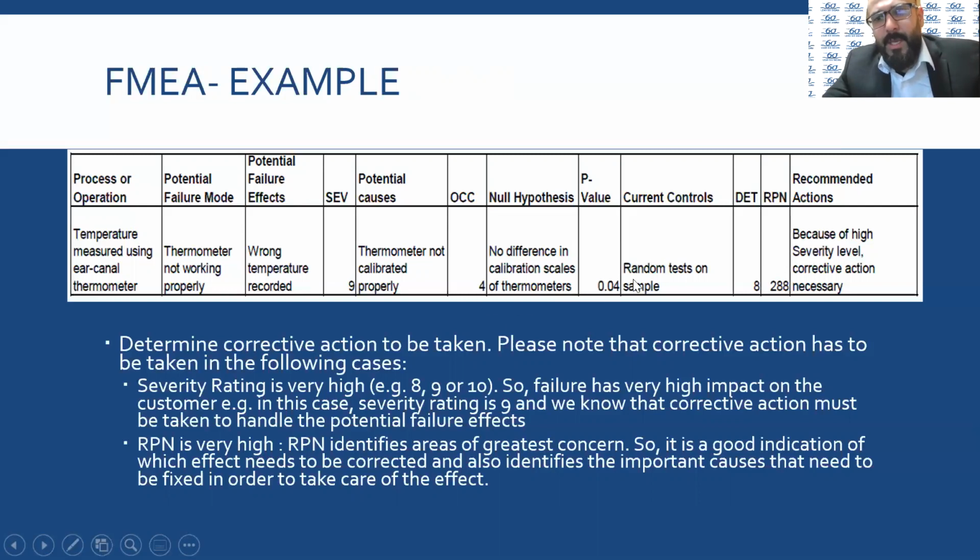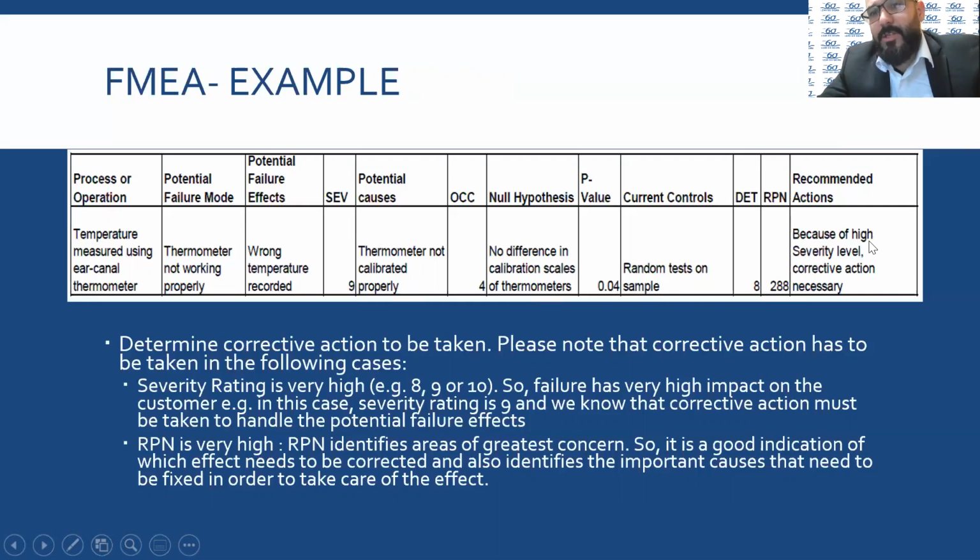Current control. What is the control that we do have in this process? We do random testing. Detection, how good is this control system at finding this? This is very good. I would say 80% or 8 out of 10. Now multiply 9 times 4 times 8, and that would give you 288.